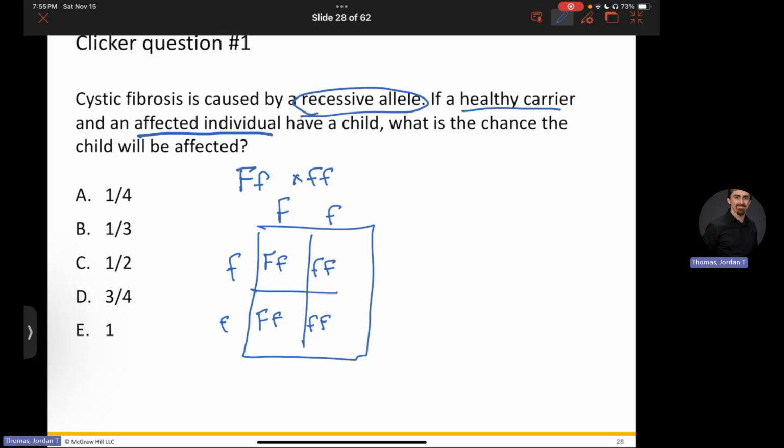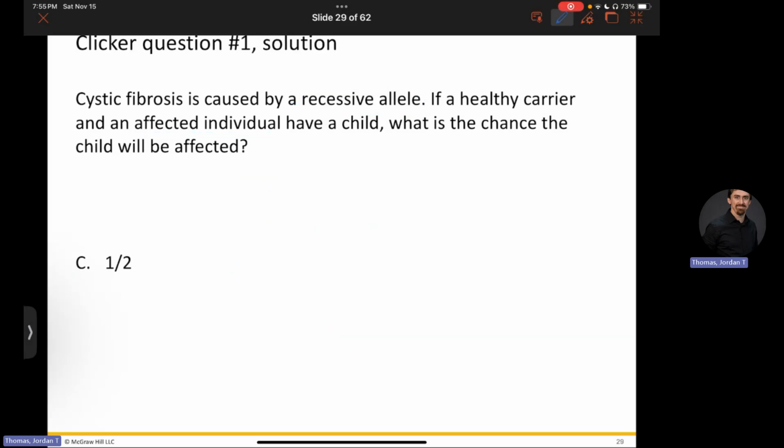So we're asking what's the chance of the child being affected? To be affected, it needs to be homozygous recessive since we're dealing with recessive alleles. Remember, the only time a recessive allele is shown is when there's no dominant allele. So in this case, we have two. Two out of four of the offspring can be affected. Two out of four means we have 1/2. So you have a 50% chance of the offspring having cystic fibrosis.